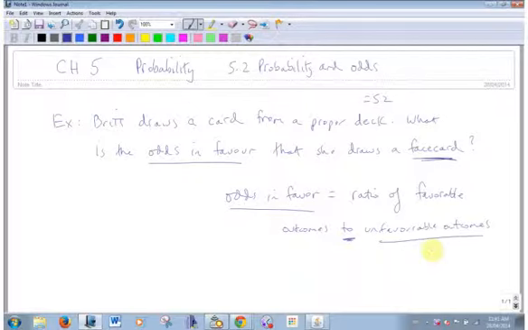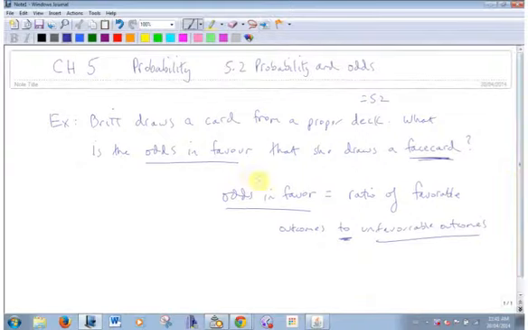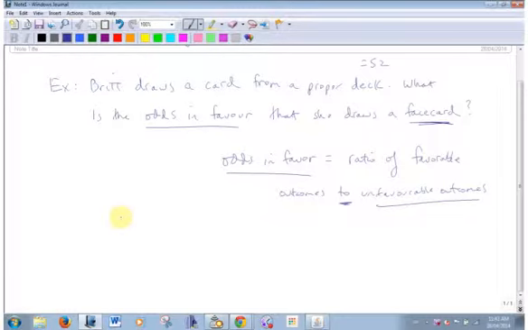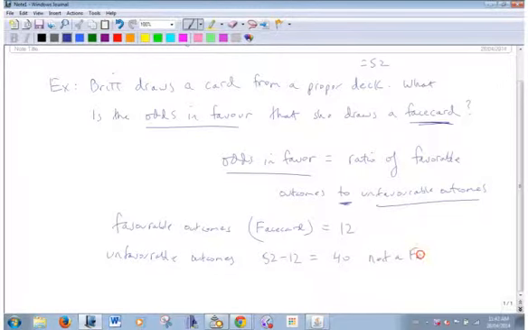So if there's 12 face cards, how many cards are not a face card? Yes. Okay, that's what it's saying. That's the odds in favor. Okay, so favorable outcomes, in other words, face card. That's 12. Unfavorable. Right? Well, what's 52 minus 12? 40. That means not a face card.